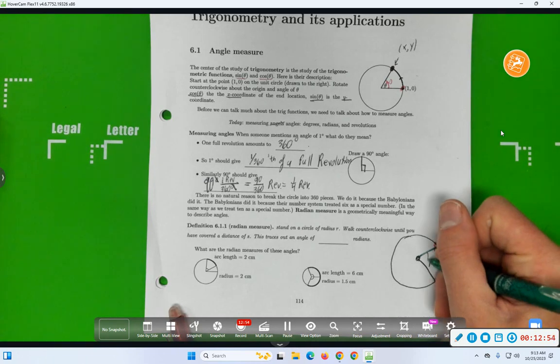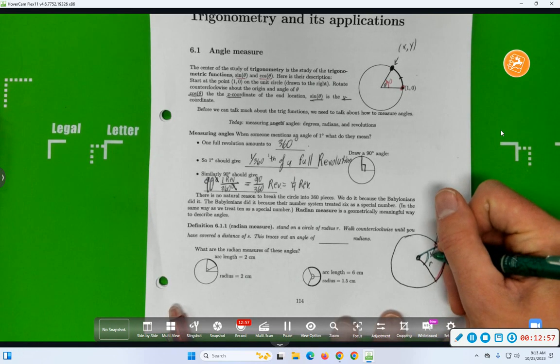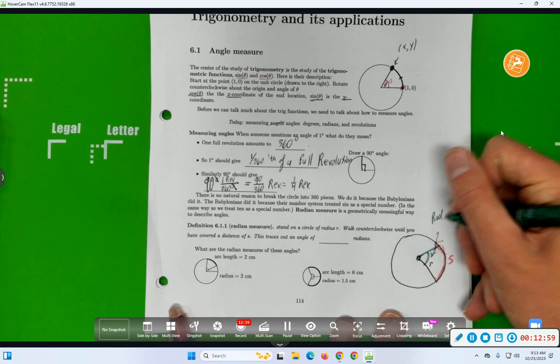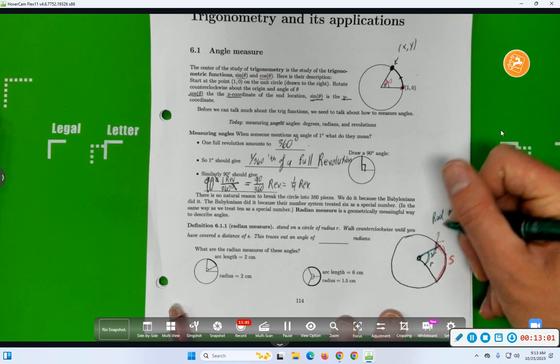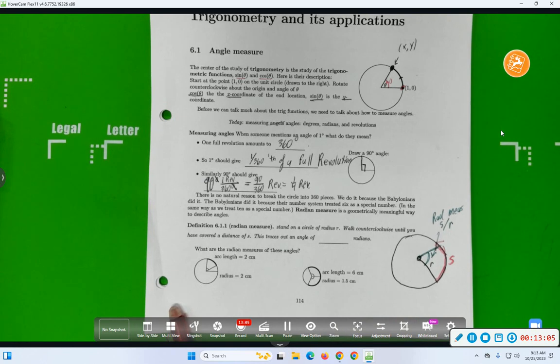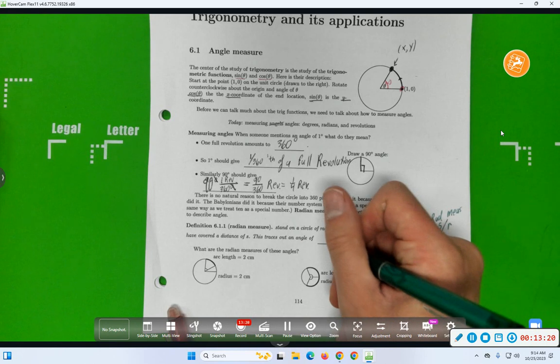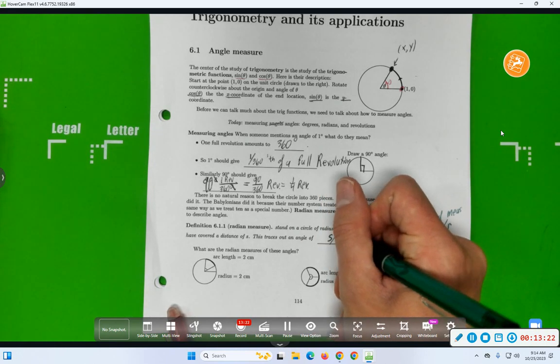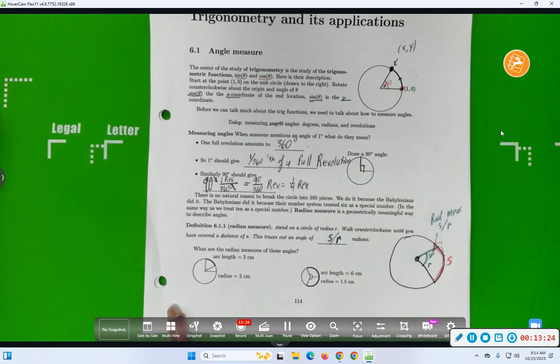This angle has radian measure s divided by the radius. So now that it's drawn, let's also fill in the words. Stand on a circle of radius r. If you walk counterclockwise until you've covered a total distance of s, then you have traced out an angle of s divided by r radians.